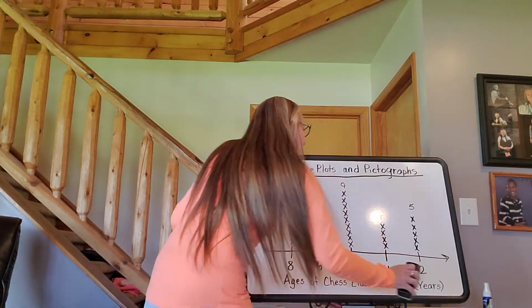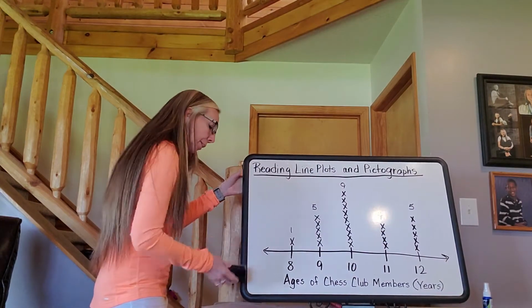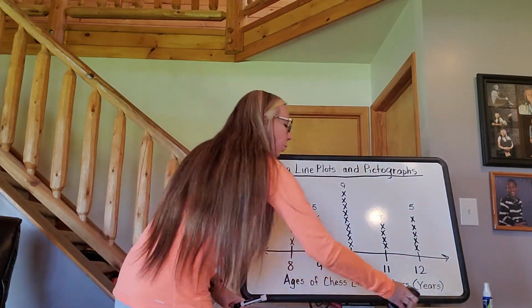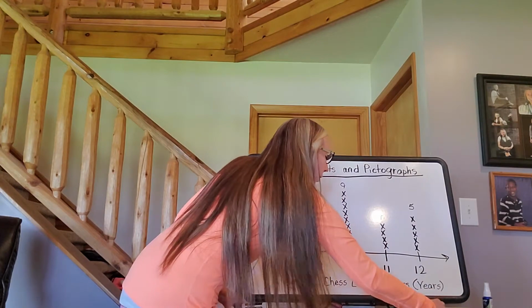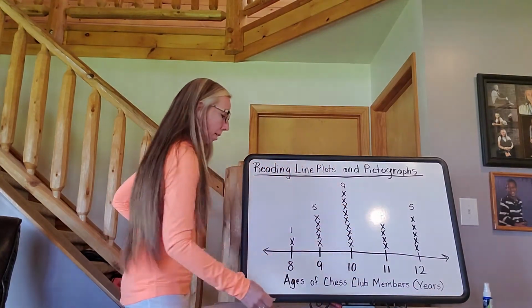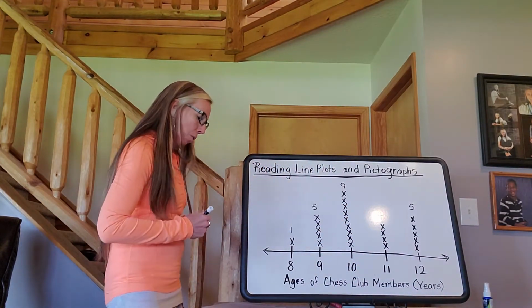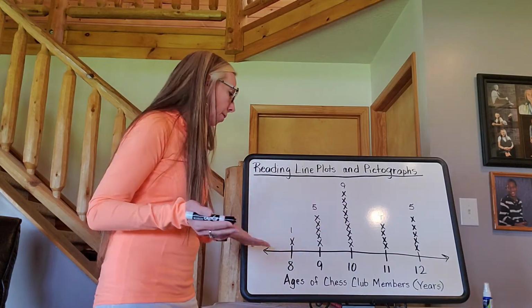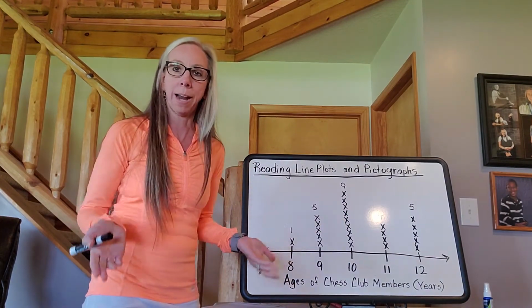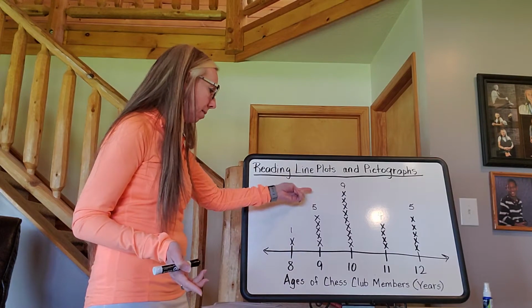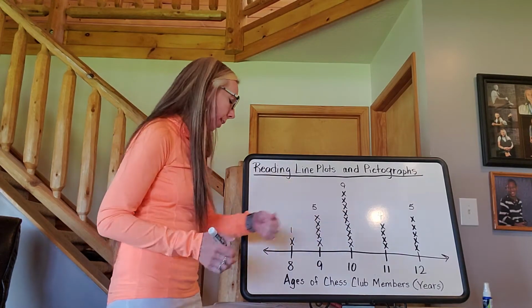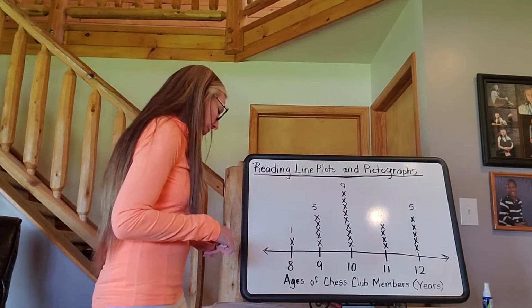They may ask you, are there more 11-year-olds than 9-year-olds? So then you would look, okay, how many 11-year-olds? We have 4. How many 9-year-olds? There are 5. So are there more 11-year-olds or are there more 9-year-olds? There are more 9-year-olds because there are more x's above the 9 than there are above the 11. So another type of question they may ask you.